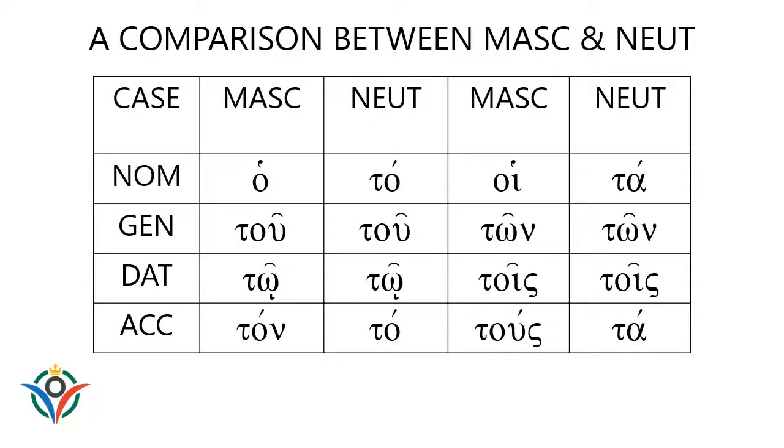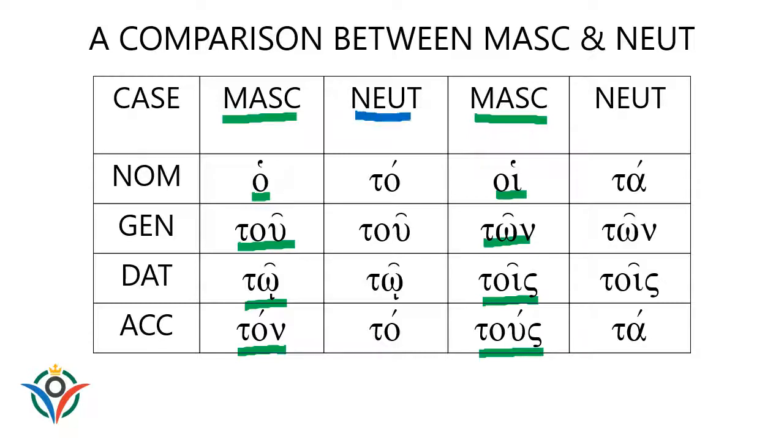Let's take a step back for a minute or two to compare the masculine and neuter articles. In the previous lesson, we learned the masculine articles. Let me remind you of those. The singulars first: ho, tou, tō, and ton. And the plural forms: hoi, tōn, tois, and tous.